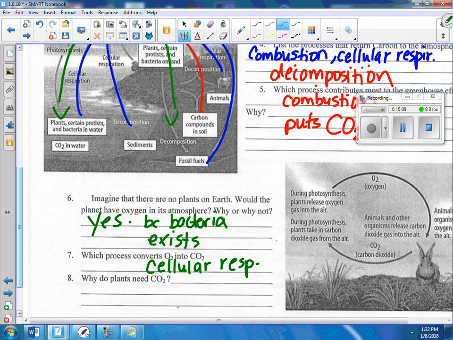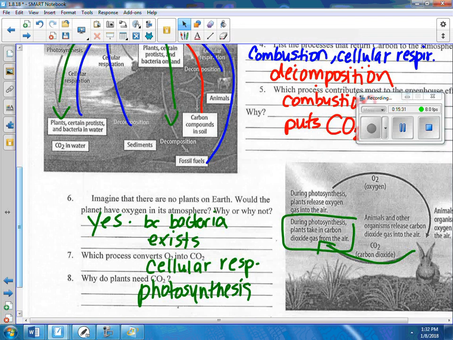Now plants take that carbon dioxide and they use it for what? They use it to do what? Why do plants, Rachel, need carbon dioxide? Yes, and what is it called to make their own food, Anthony? Photosynthesis. H2O and CO2 is what a plant has got to do.